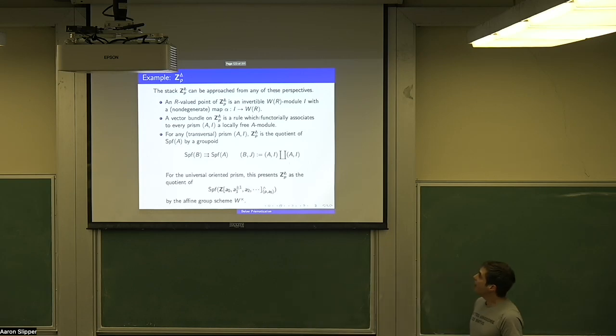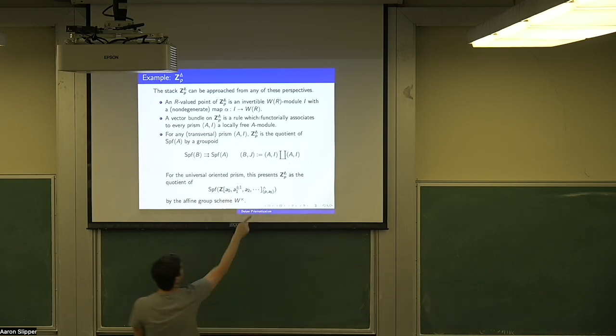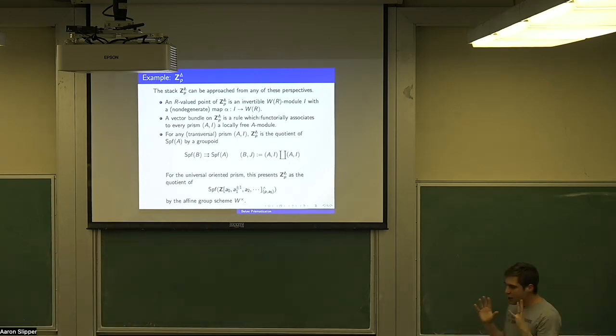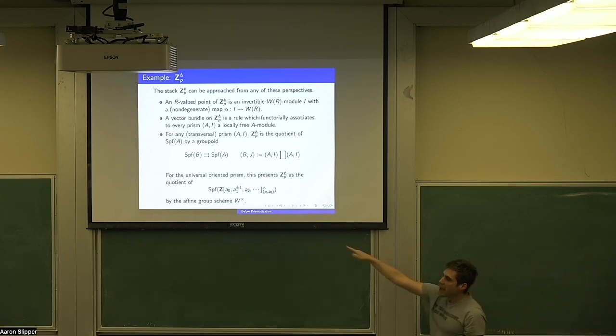And there's a very natural example of this, which is to take A to be the universal oriented prism. In that case, you don't just get a description of Z_p prism as a quotient by a groupoid, you get it as the quotient by a group action. The quotient of a certain affine formal scheme, whose coordinate ring is written right there, by the action of an affine group scheme, which is the units in the Witt vectors. So that's a pretty concrete description, but the cost that you pay is that both that formal scheme and that group that's acting are infinite dimensional objects.